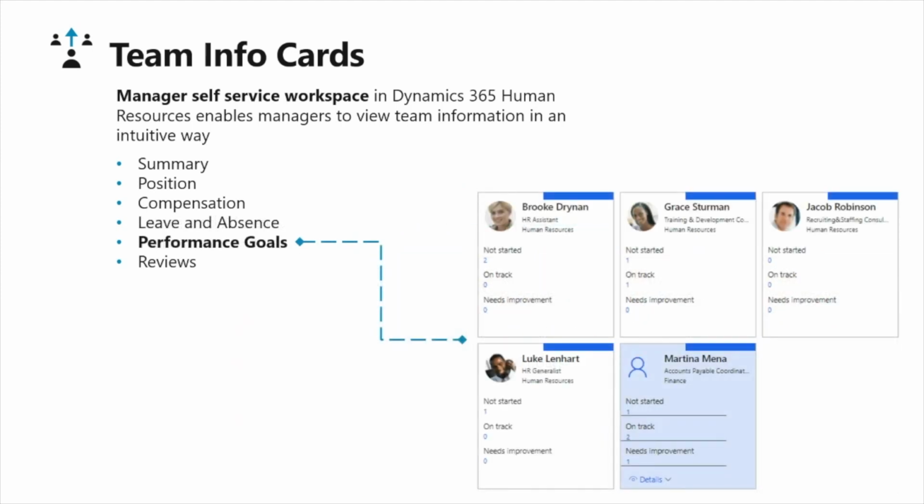The Performance Goals tab summarizes the performance goals by status. Select a number for a status or select performance goals from the details to see all goals for an employee. Managers and employees can update goals as needed over the duration of the goal.